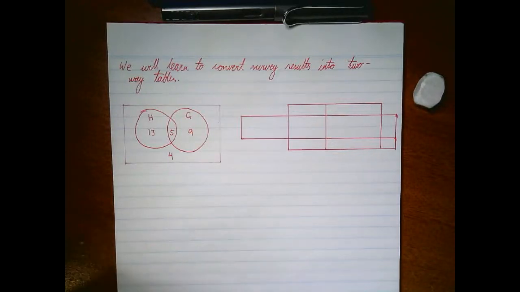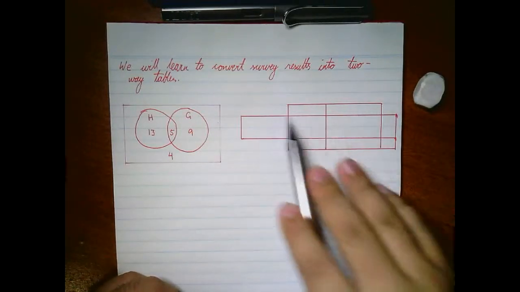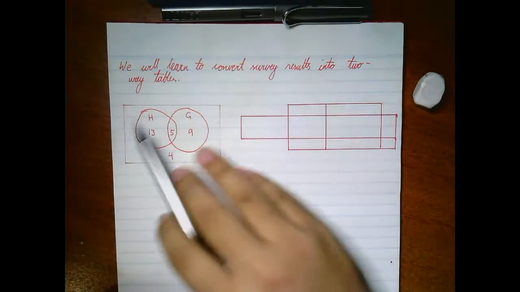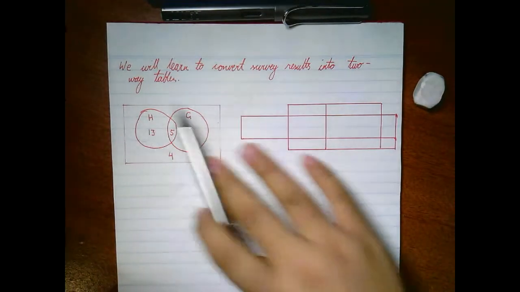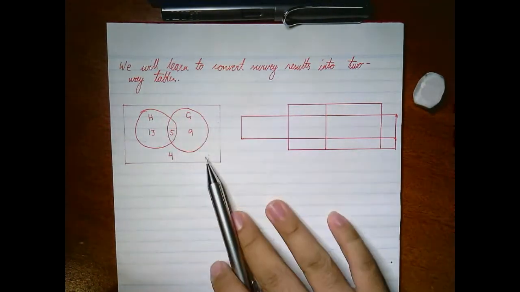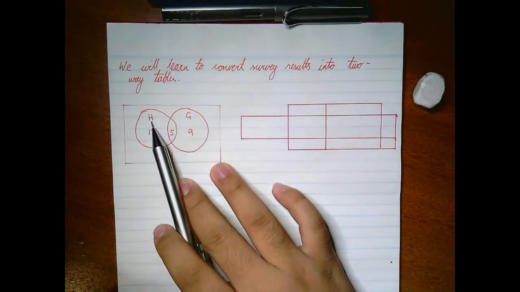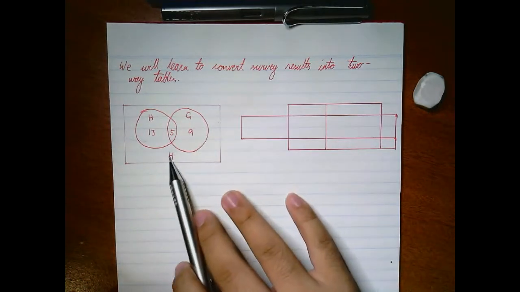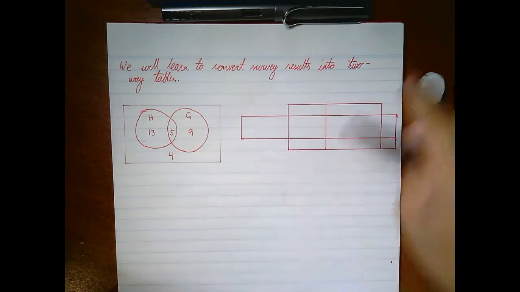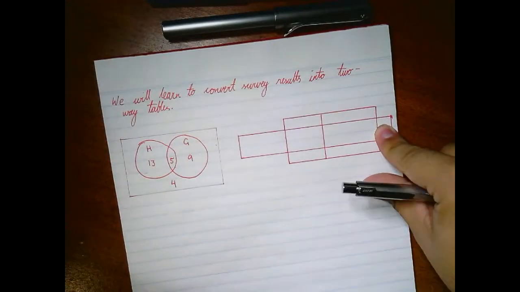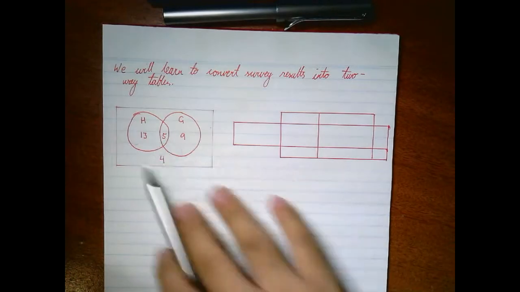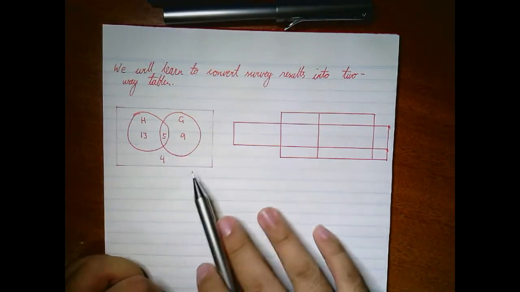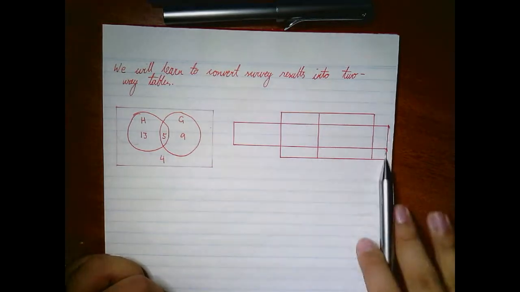Hello class, this is a lesson on converting survey results into two-way tables. So here is our survey represented as a Venn diagram. We have students who studied history and students who studied geography, and those who may not have studied either. We need to put these numbers, as well as numbers that aren't shown but we can add up to, into each of these boxes here.